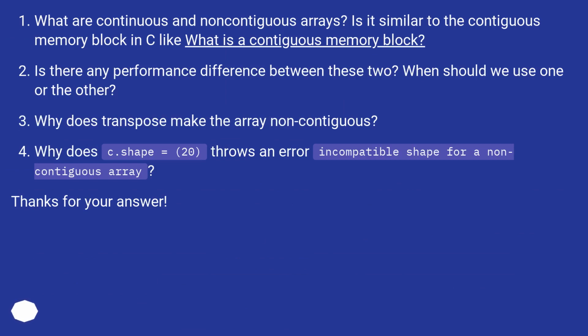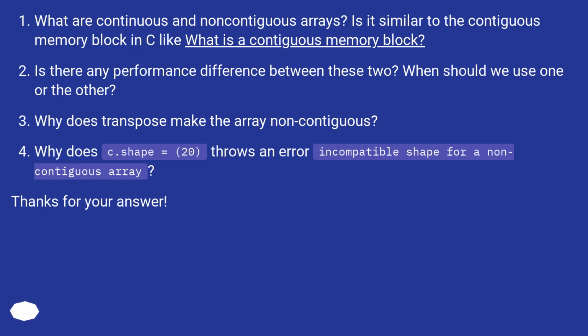Is it similar to the contiguous memory block in C? Like, what is a contiguous memory block? Is there any performance difference between these two? When should we use one or the other? Why does transpose make the array non-contiguous?